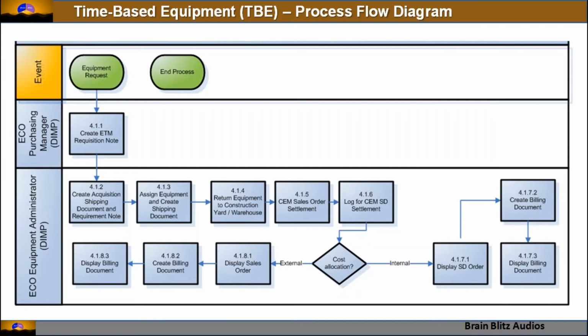Once you execute the settlement function, the system creates two documents. One is for the internal settlement and one is for the external settlement, or you can say one is for your cost settlement. Whatever cost is incurred, for example, if you are sending it for rental, there will be different types of cost, right?